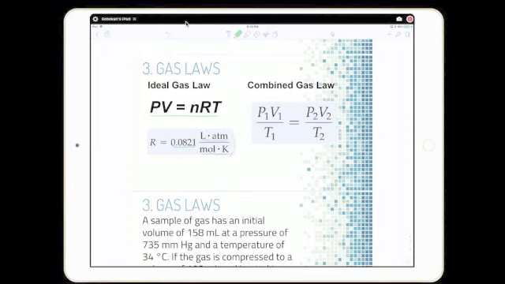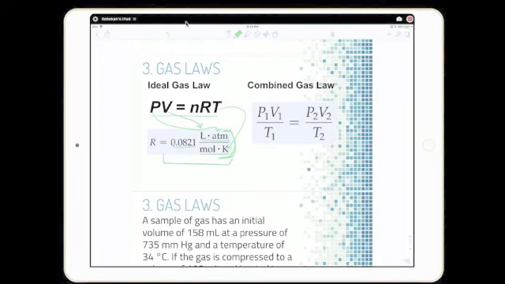This is a unit. It is not something to plug in. You also need to make sure that your volume is in liters, your pressure is in ATM, your moles are in moles, and your temperature is in Kelvin for this one to work, because you can't use this R with different units.